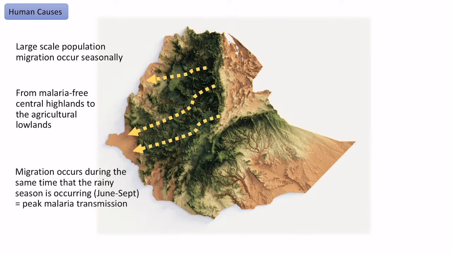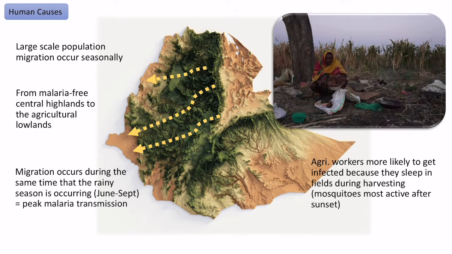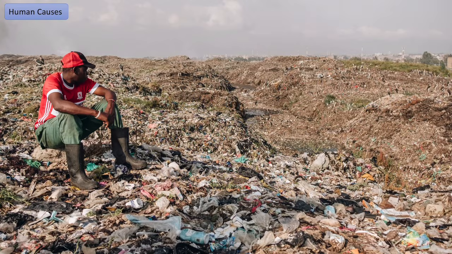One other factor that increases this even more is that agricultural workers are often likely to get infected because they sleep in the fields during the harvesting period. The mosquitoes are more active after sunset, and it's after sunset that harvesting sometimes occurs, and when people then go to sleep, they have more exposure to being bitten by mosquitoes during the night. And as you can see here, very few of these people have mosquito nets, so they don't have any protection from being bitten.